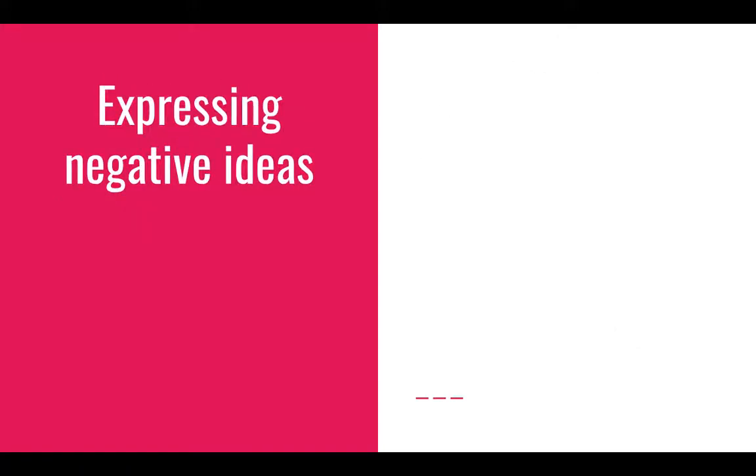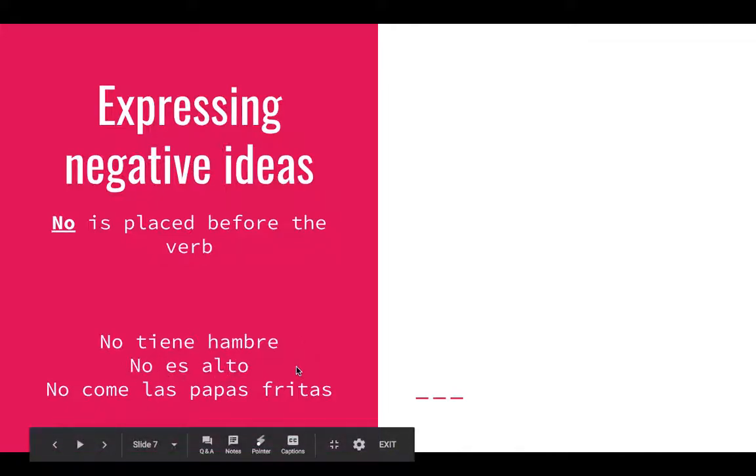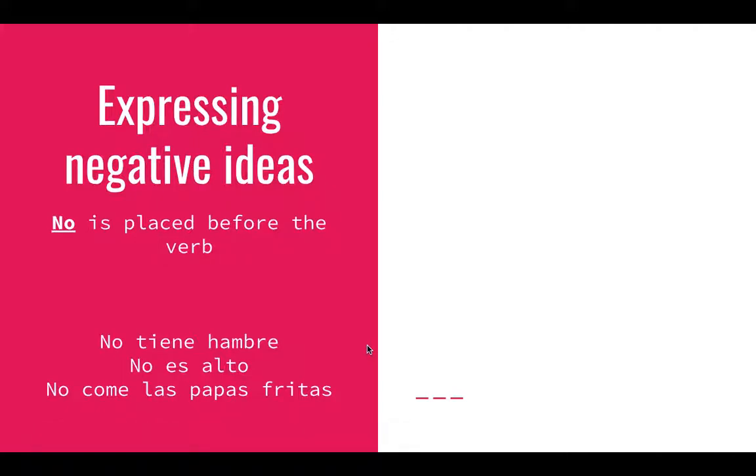To express negative ideas, things that you don't want to do or that you don't like, the particle no is placed before the verb. So you can say things like, no tiene hambre, she's not hungry. No es alto, he's not tall. Or no come las papas fritas, they don't eat the French fries. Again, before the verb is where you would place this.